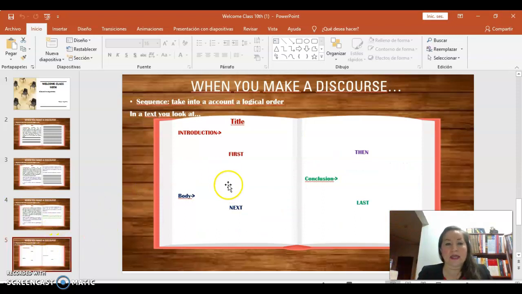Okay, I give you one example. When you make a discourse, the sequence takes into account a logical order. It's very important. In a text, you look at, for example, the title. In the introduction, you use, for example, the logical connector first. In the body, it's possible that you use, for example, the logical connector then, followed by a comma, okay? And the last part is the conclusion. It's possible that you use, for example, the logical connector last, okay?